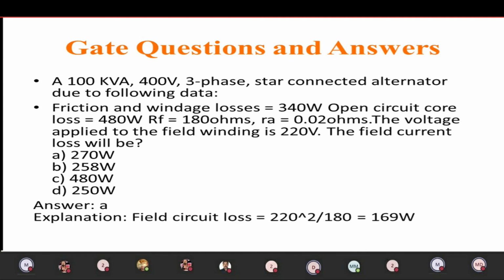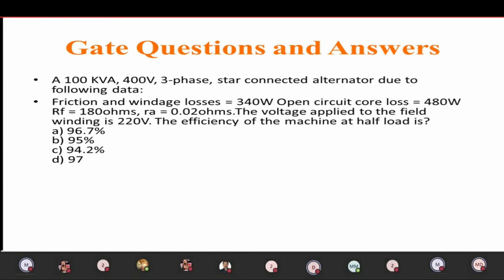So the answer is, field loss is equal to 220 squared divided by 180, so V squared by R. This is our main term. We get 269 watt, so the nearby value is 270 watts. Same problem, same data.